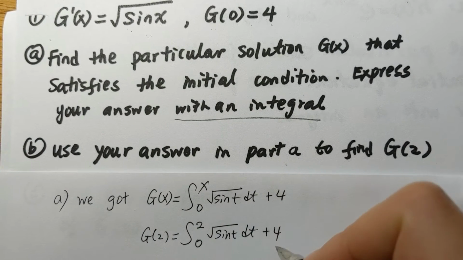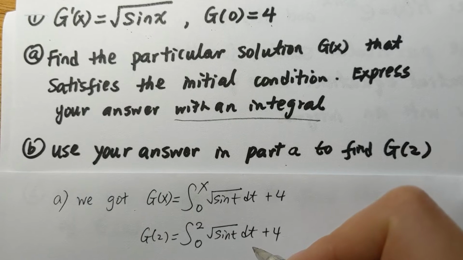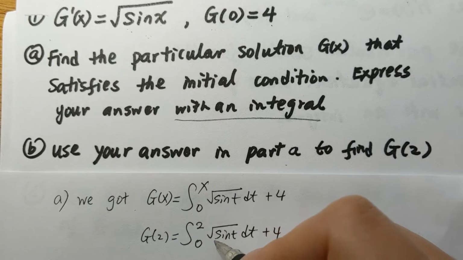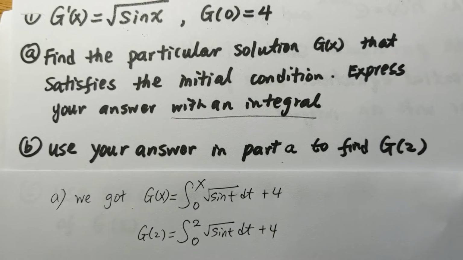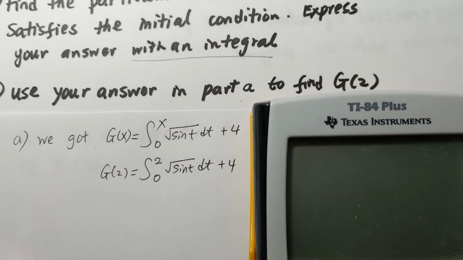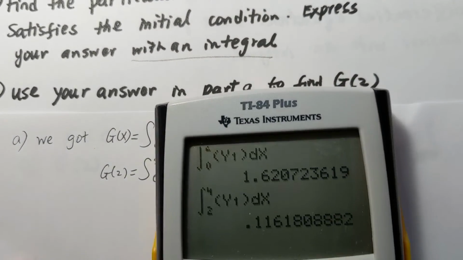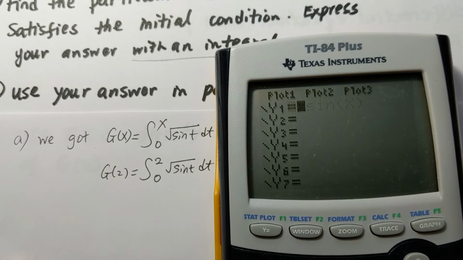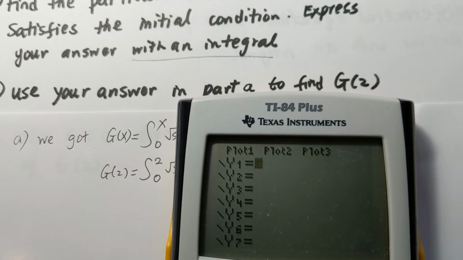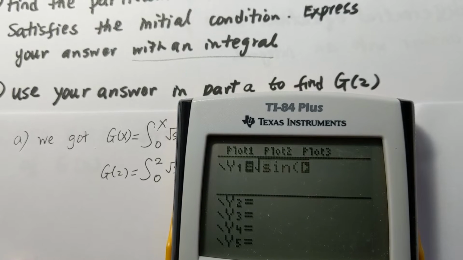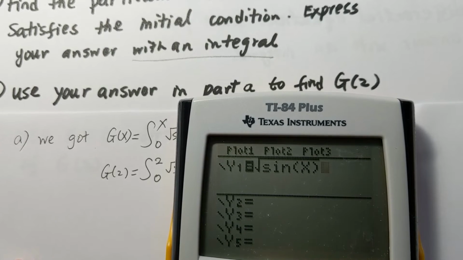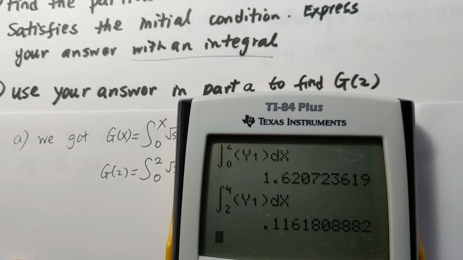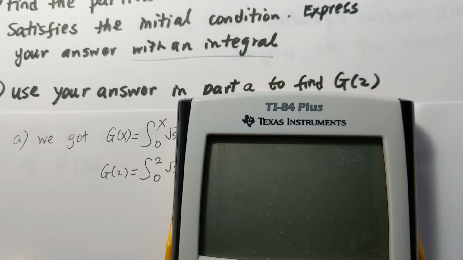The whole purpose of this is so you can use a calculator to do it, especially when you have a function like square root of sine t. That's not easy to integrate. Now we're going to use our calculator. So today, I'm going to show you. You're going to type in square root of sine x. You cannot use t. Once you type in that as y1, and then we go back, second mode, and then we go back to the screen.